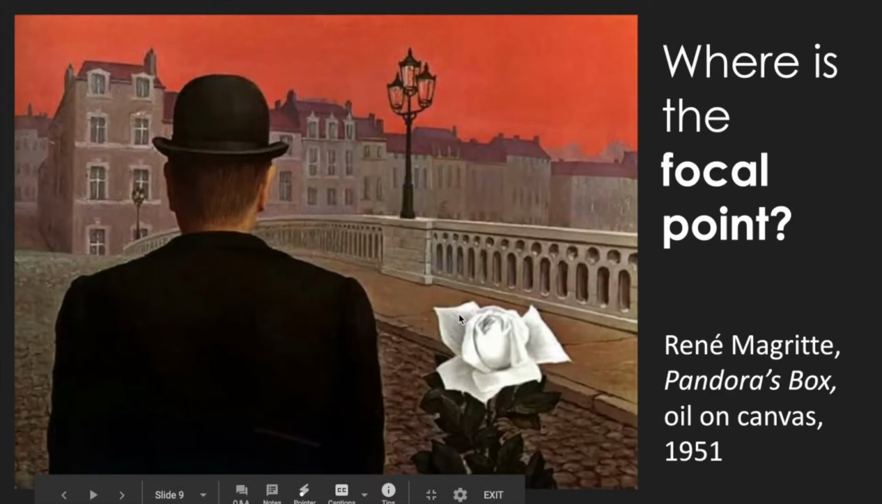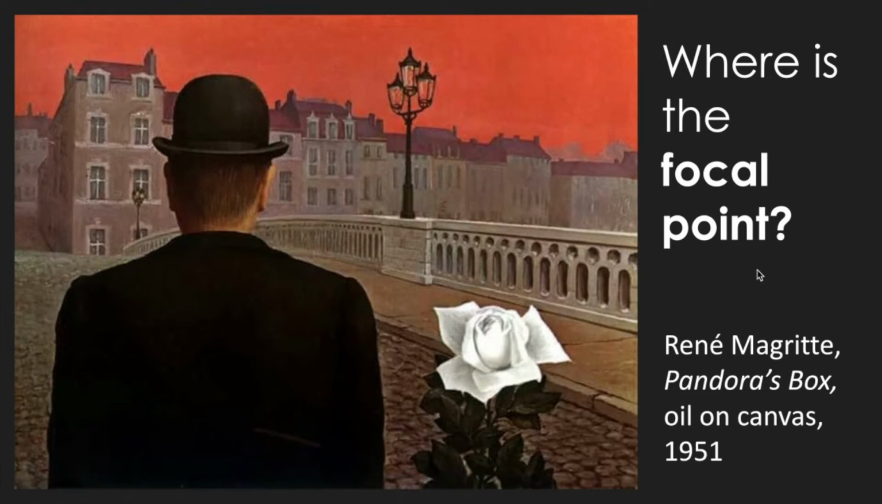Let's go back to our other artwork. Okay, so this is called Pandora's Box, which gives us some really great imagery as to what the meaning of this artwork is. But let's not focus too much on the meaning right now. Let's just look at the composition. So my question for you is, where do you think the focal point is in this painting?